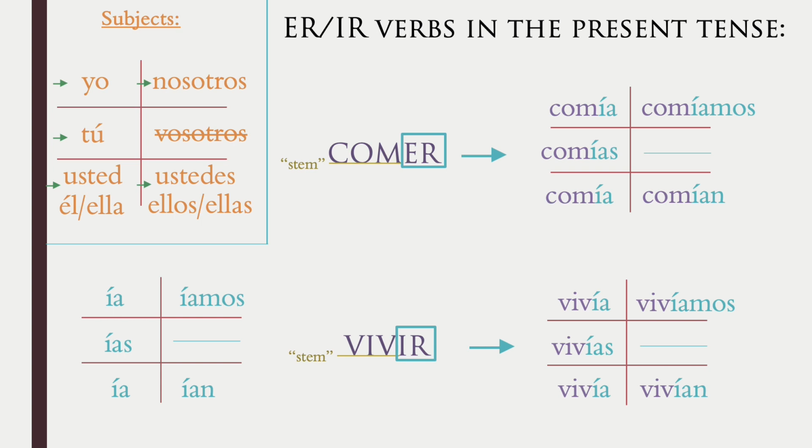Again, you can do that same song for these ones. So just the same melody. Ía, ías, ía, íamos, ían. So there you go. You got songs to learn these, and now I get to be done singing.